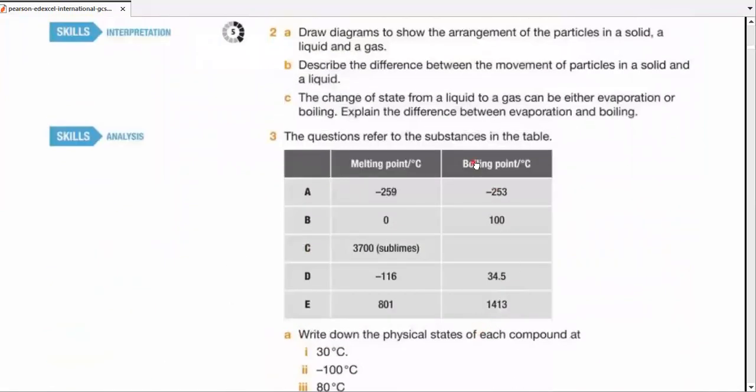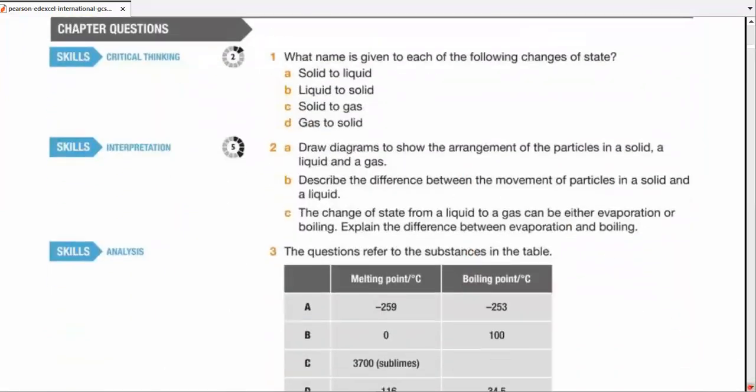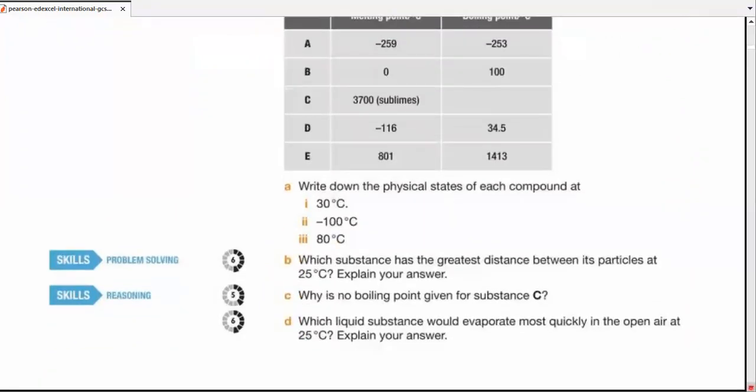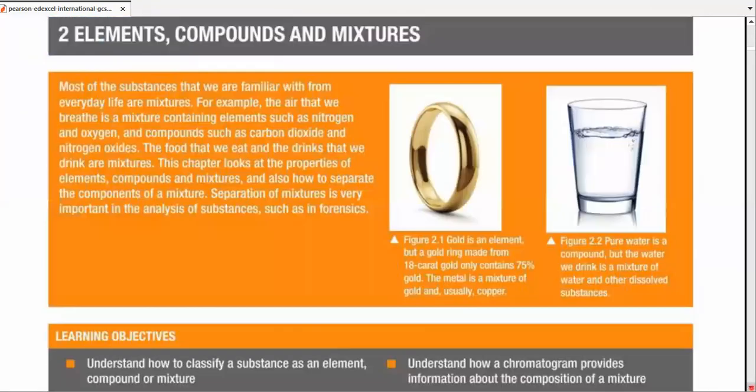Next up are the questions. We're done with the chapter, I guess. Yeah, we're done with the first chapter. These are all questions. You can work with these questions.